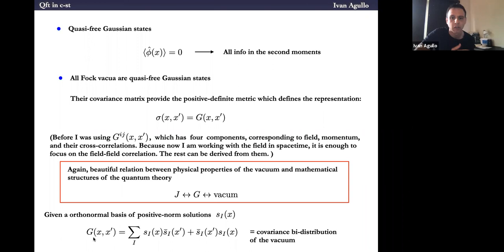So for instance, in Minkowski spacetime, if you give me positive frequency modes, I plug them here and do the sum, and I obtain the expression I showed you before for G. Just plug in there the plane waves and do the sum. The sum gives you cosines and sines because of the symmetrization, and that's it.